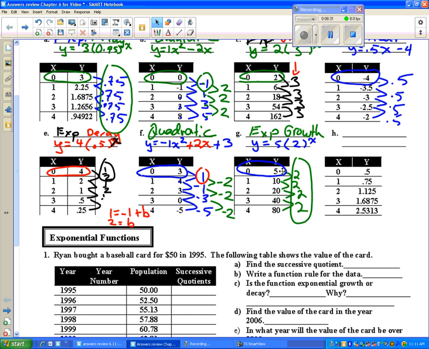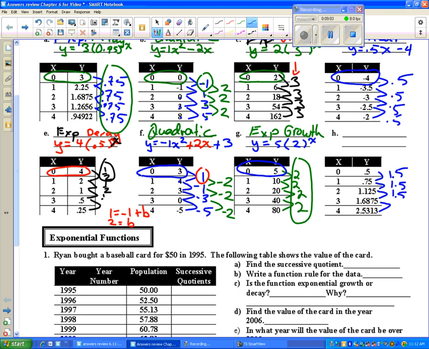Letter H. Because of all the decimals, I'm going to guess that this is going to be exponential. Let's double check. 0.75 divided by 0.5, I'm getting 1.5. 1.125 divided by 0.75, I'm getting 1.5. 1.6875 divided by 1.125, I'm getting 1.5.